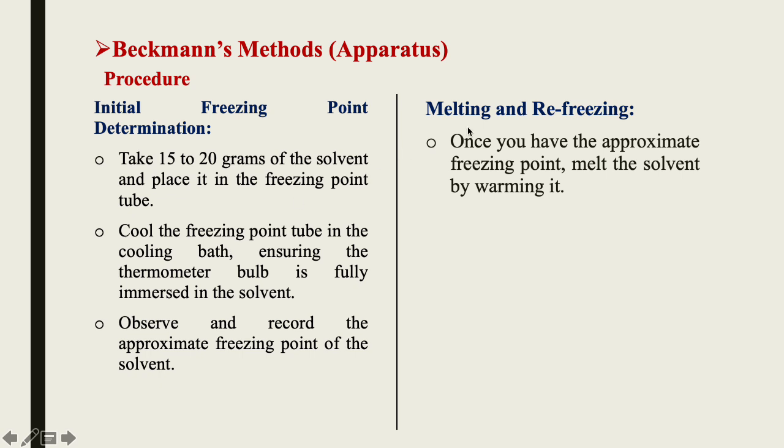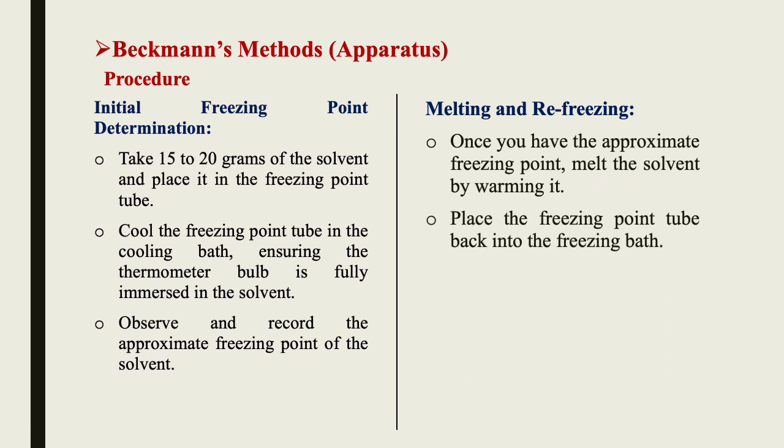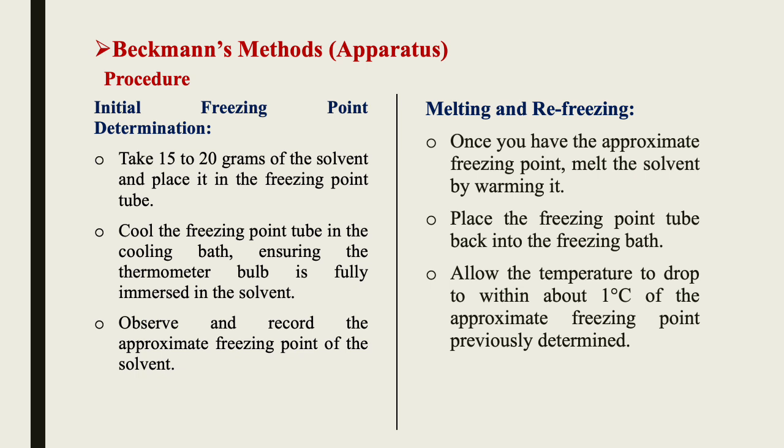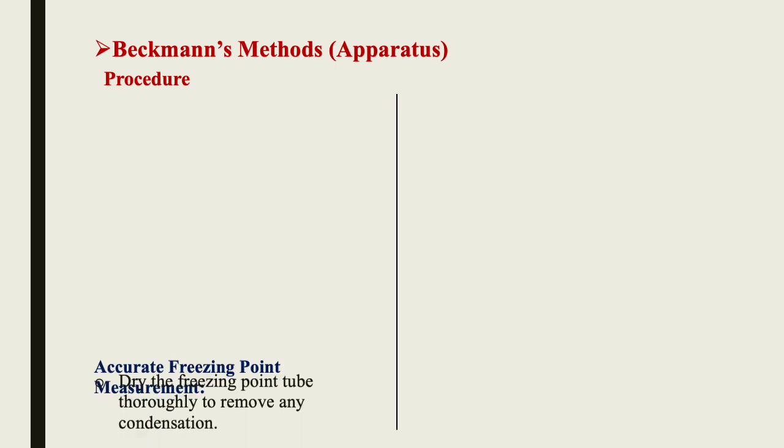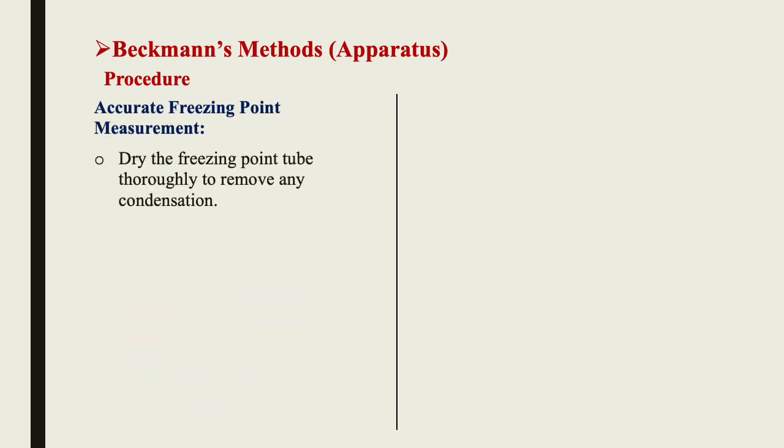Now again we will melt the given solvent, and again refreeze it. Once you have the approximate freezing point, we melt the solvent by warming it up. Then we place the freezing point tube back into the freezing bath. We allow the temperature to drop to within about 1 degree Celsius of the approximate freezing point, which was previously determined. Then we will accurately measure the freezing point. Then we will dry the freezing point tube thoroughly to remove any condensation.